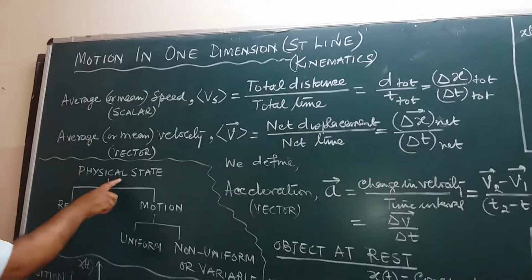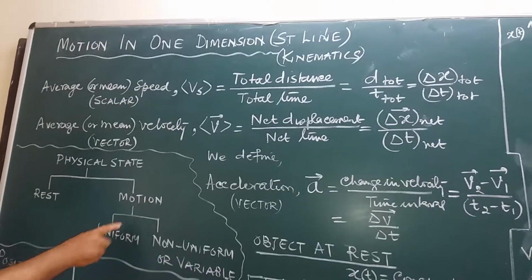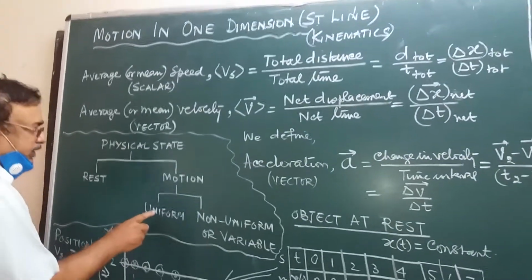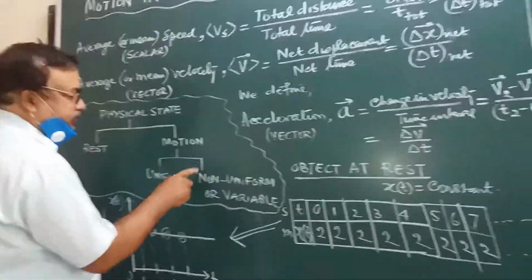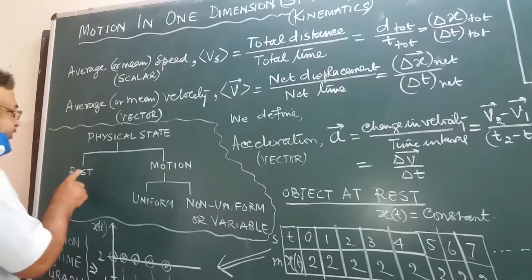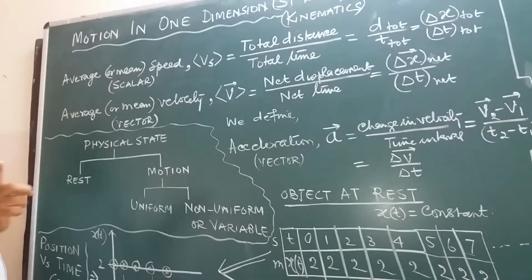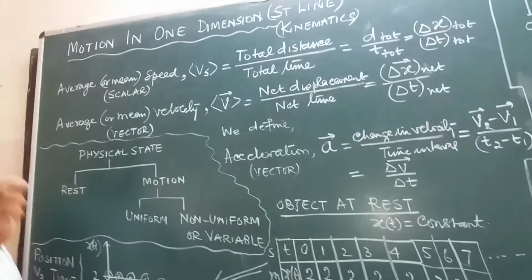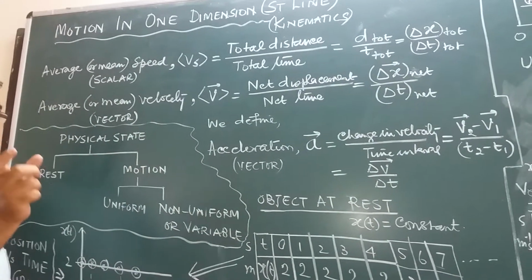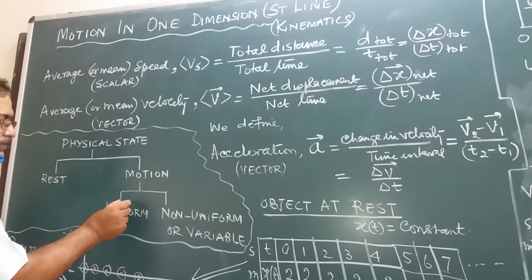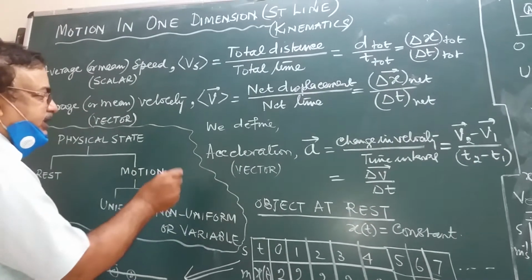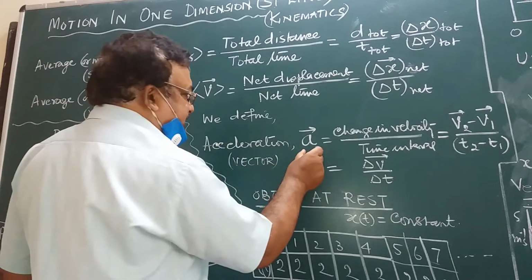Now, these are the physical states: rest and motion. Motion is of two types, uniform and non-uniform. Non-uniform motion, or variable motion, may have constant acceleration. To distinguish rest and motion, we have selected position, time and a particular frame of reference as physical quantities. Now to distinguish uniform motion and non-uniform motion, we have to consider another physical quantity called acceleration.